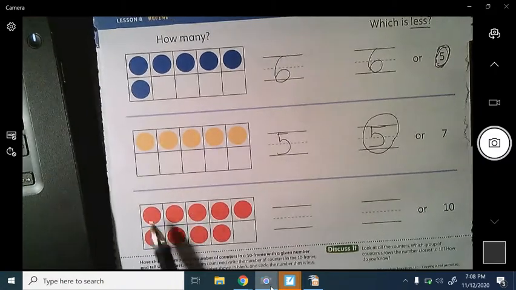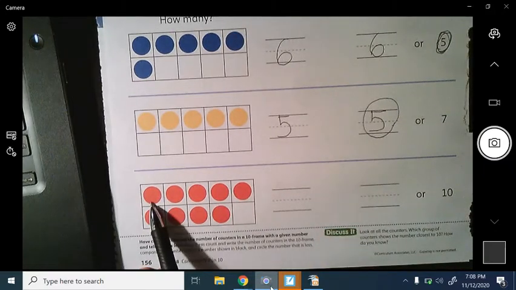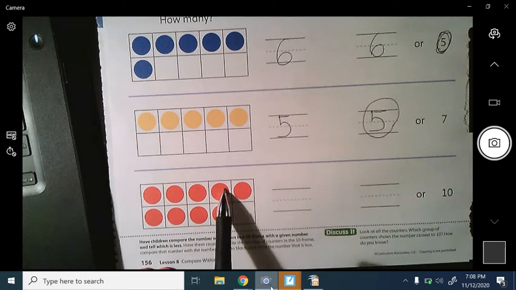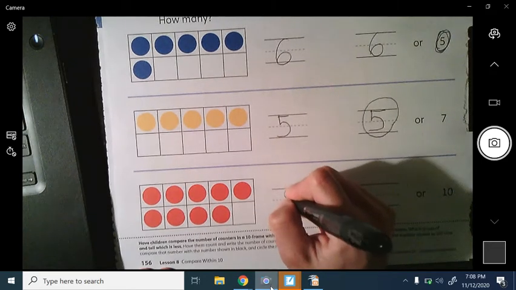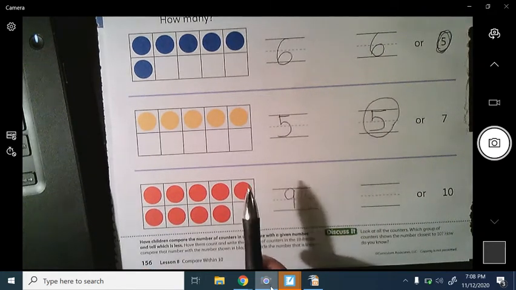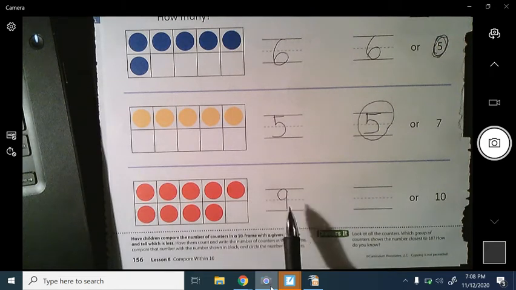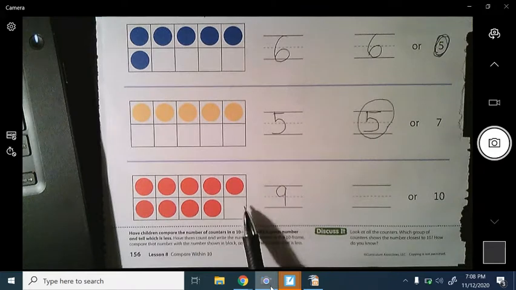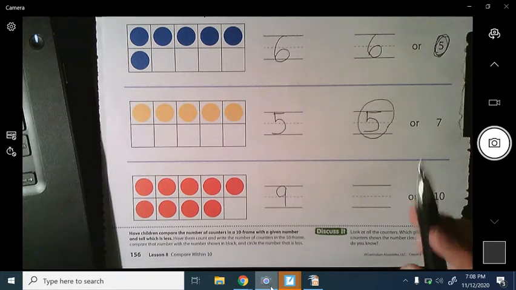Let's figure out how many counters are in this last 10 frame. Ready? 1, 2, 3, 4, 5, 6, 7, 8, 9. Ooh, boys and girls, were you able to tell that there were 9 counters without counting them? Maybe you looked and saw that there is 1 space missing. And maybe you knew that 9 is just 1 space less than 10. I'm going to write the number 9 over here.